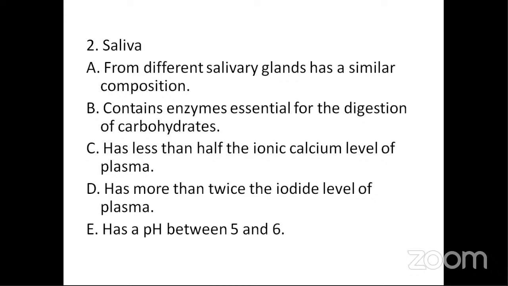Okay. Then, saliva has a pH between 5 and 6. It is false. Saliva has a neutral pH. Acidity in the mouth tends to dissolve tooth enamel. If it were acidified, our tooth enamel would get dissolved. So it is not acidic, and it maintains a neutral pH.